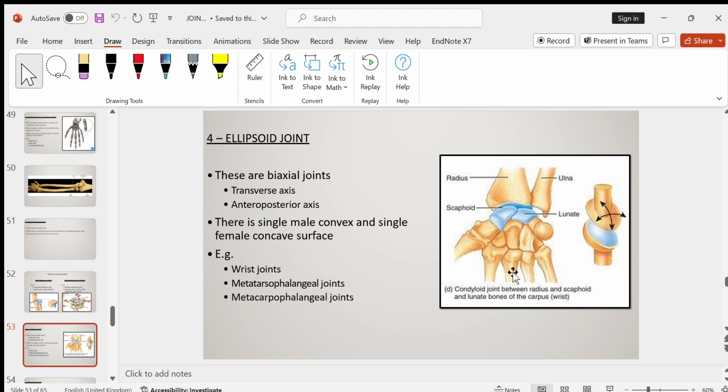Next variety is the ellipsoid joint. These are biaxial joints and the movement is around two axes, the transverse axis and the anteroposterior axis, as I have told you earlier in biaxial joints. The example is wrist joint. Here, flexion extension is occurring as well as the abduction and adduction is occurring. So these are the examples of ellipsoid joints.